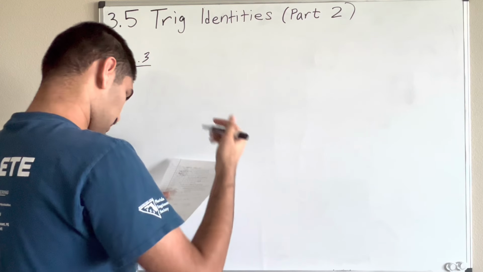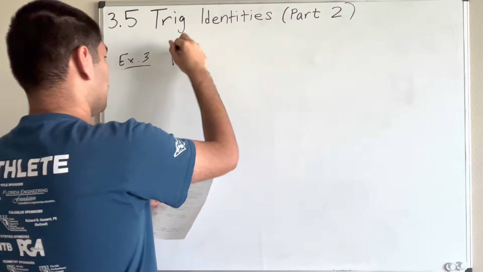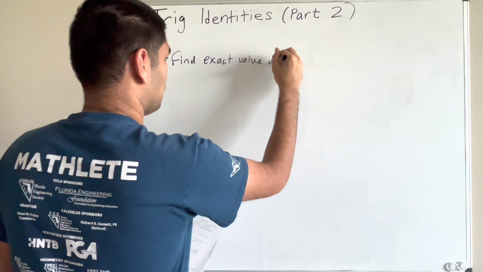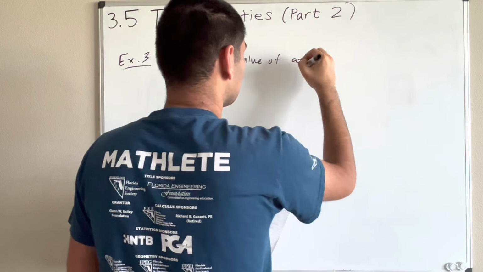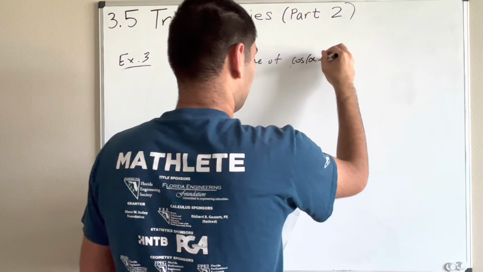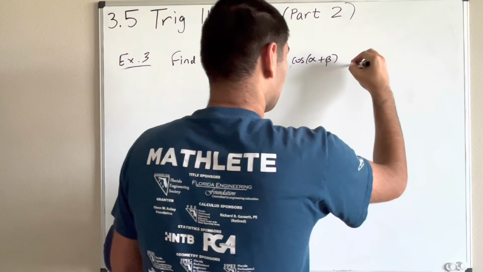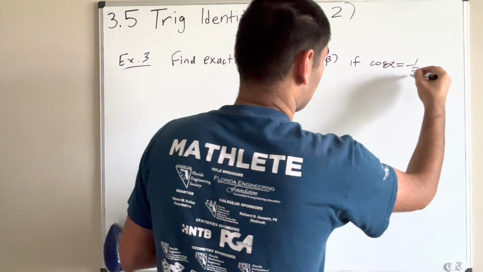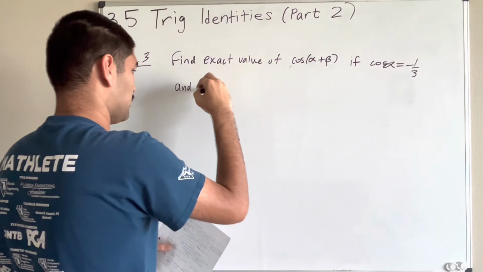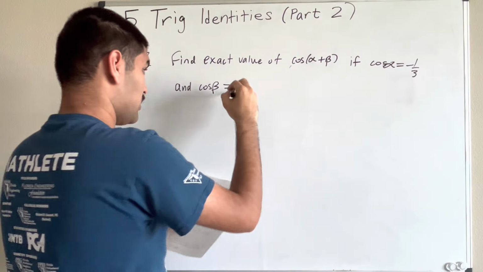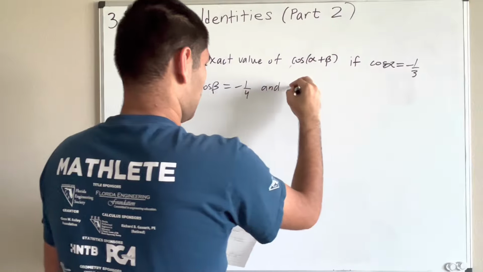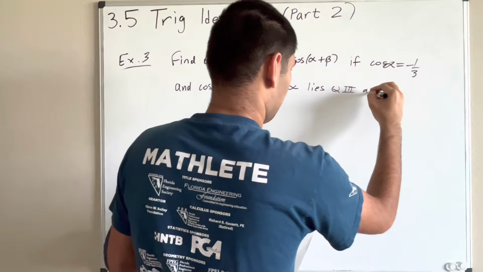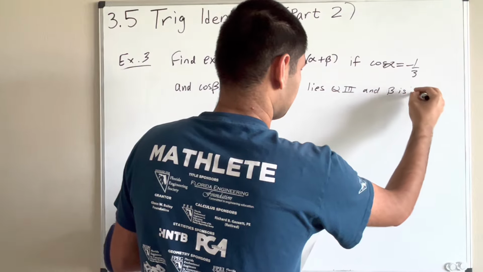So next, suppose you want to find the exact value of cosine alpha plus beta, if cosine alpha equals negative 1/3 and cosine beta equals negative 1/4, and alpha lies in quadrant 3 and beta is in quadrant 2.